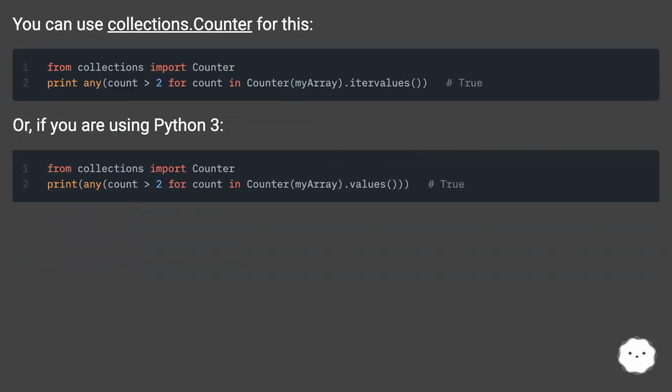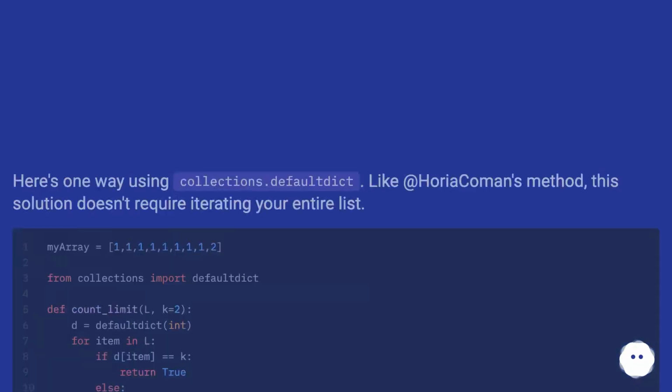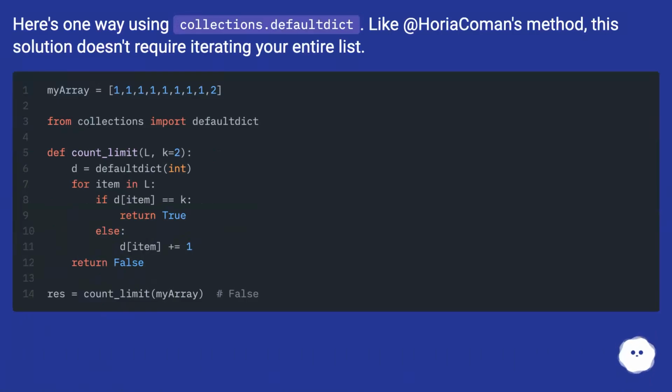You can use collections.Counter for this. Or, if you are using Python 3, here's one way using collections.defaultdict. Like Dvorak-Omen's method, this solution doesn't require iterating your entire list.